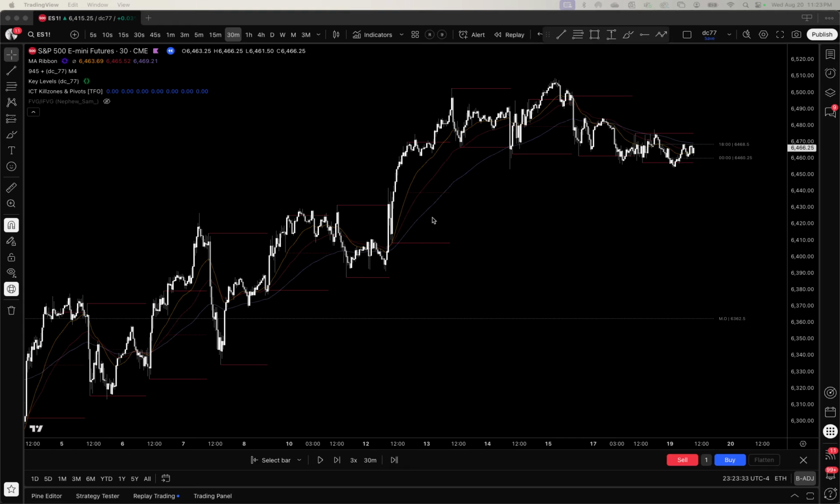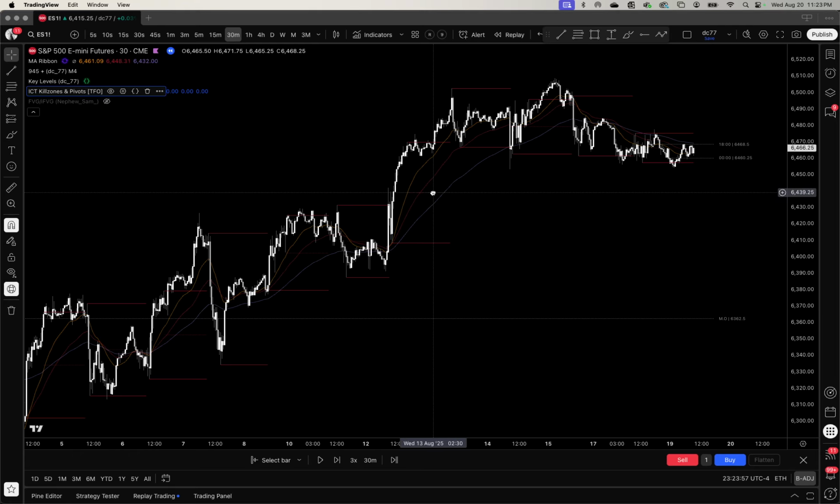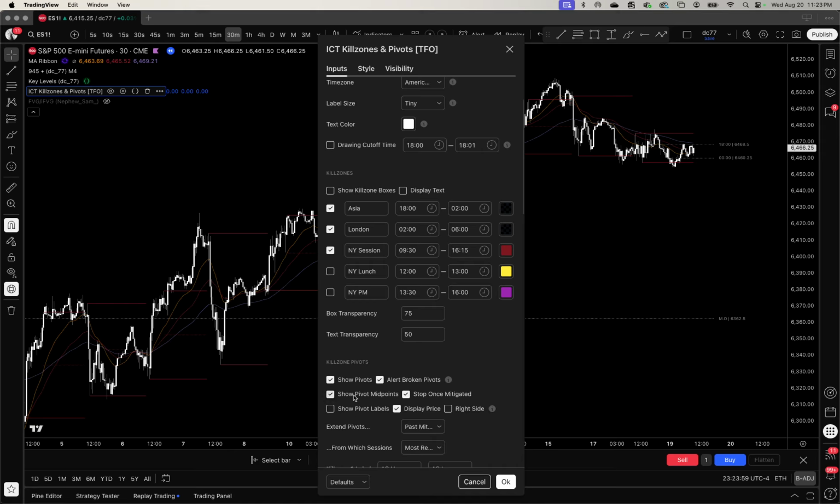Before we get to that, I want to talk about this day right here, which would have been Tuesday the week prior. If you'll notice the EQ of this day, if you're not familiar with this indicator, the ICT kill zones and pivots by TFO, marking out the highs and lows of regular trading hours. You have the option to show those EQs too.